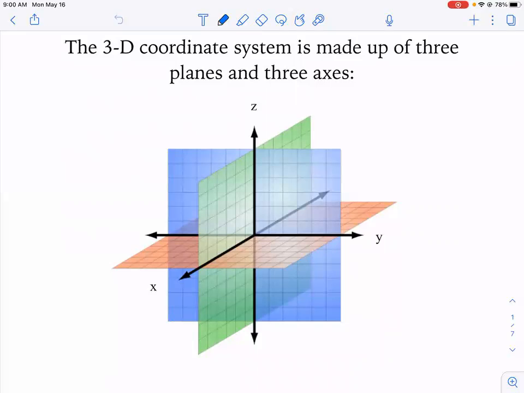Okay, now, do you agree that it is pretty hard to draw three-dimensional things on your paper? Yeah. Yes. Okay.